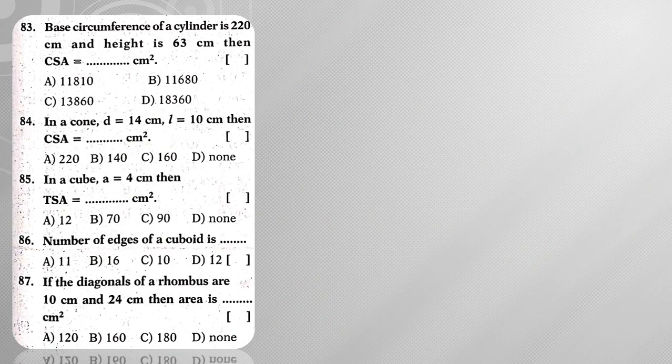Next, question 83. Base circumference of a cylinder is 220 centimeters square. Sorry, 220 centimeters. So 2 pi r is given as 220 and height is given as 63 centimeters. So we need to find the CSA. CSA of a cylinder is given by 2 pi r h. So already we have the values. So 2 pi r is 220 into h is 63. So 22 into 63.